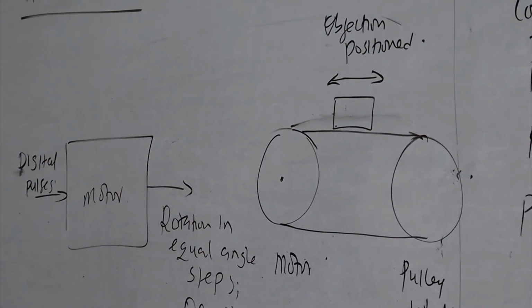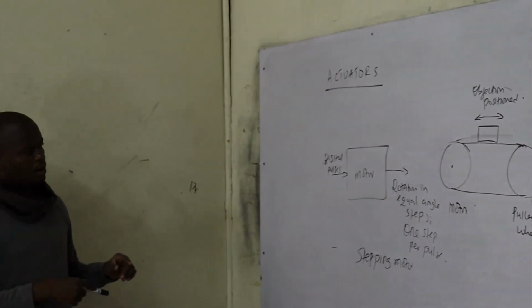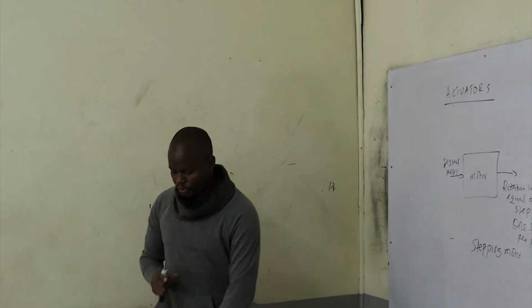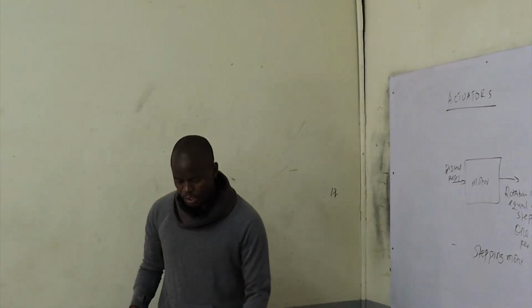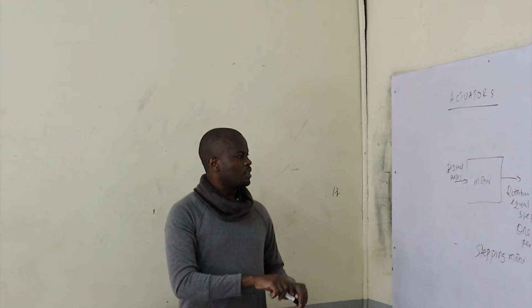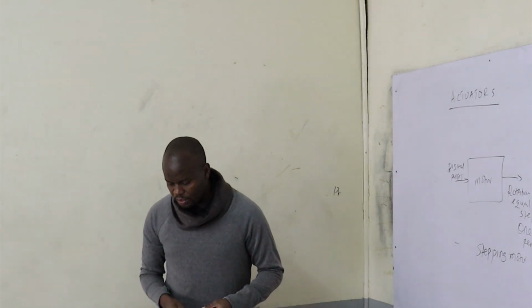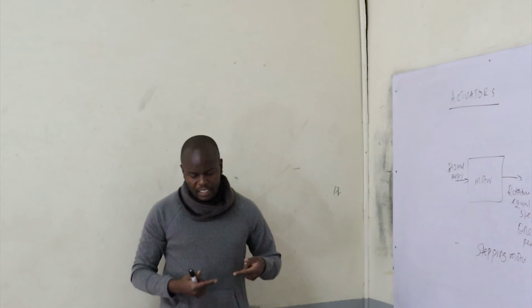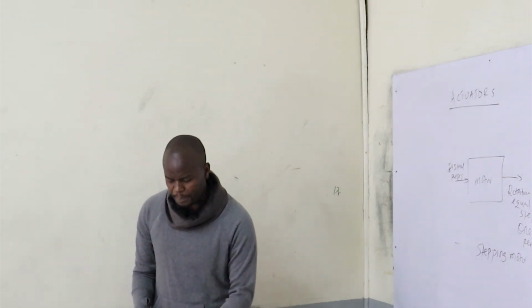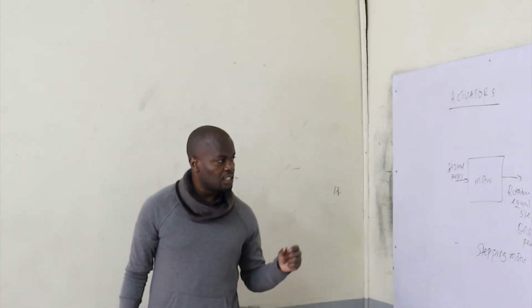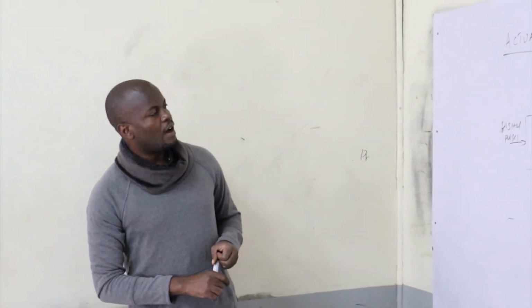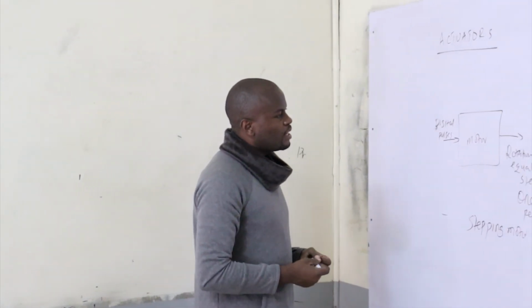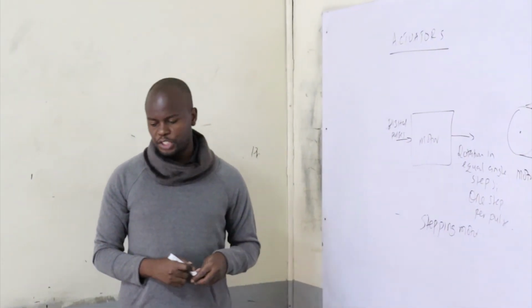Whenever it receives a pulse, it moves one step angle until it revolves 360 degrees. When it stops, a particular process, function, or activity can be done at that point. That is why we refer to this stepper motor as a digital motor that can be used for linear positioning.